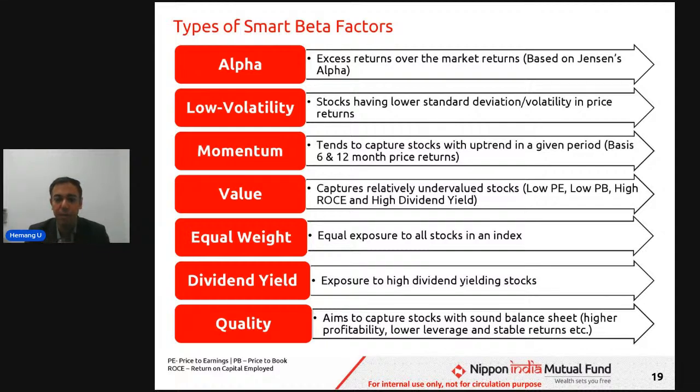Value, like I spoke about in depth. So value is basically picking up undervalued stocks. Parameters can be something like lower PB, lower PE, higher return on capital employed, high dividend yields, again in certain proportions, right? These are value stocks. In terms of equal weight, what is that?